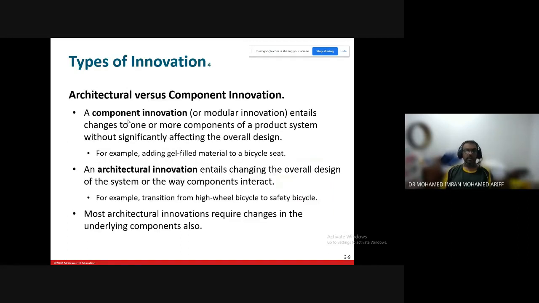All right, so we also have architectural and component innovation. A component innovation changes only one component. For example, you put a gel-filled material in a bicycle seat. In one bicycle, you only change the seat. Only a component you change. If it is architectural design, you change the overall design, but it still does the same thing. A bicycle is still a bicycle, but you change the overall design of the bicycle.